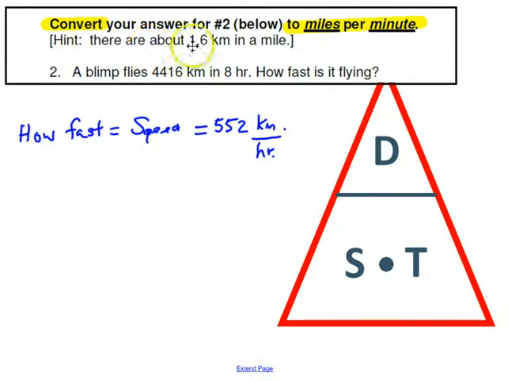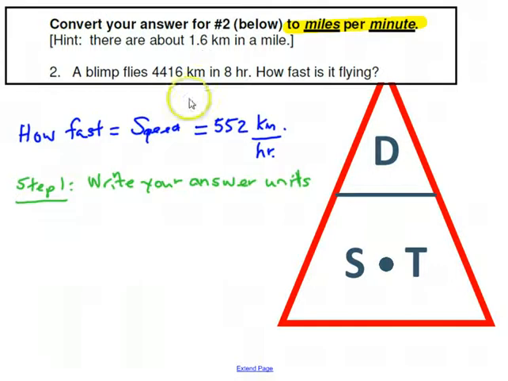Notice this hint that you're given. Sometimes there are some conversions you just know by heart, and sometimes the problem will give you some help with doing that. 1 mile is the same roughly as about 1.6 kilometers.